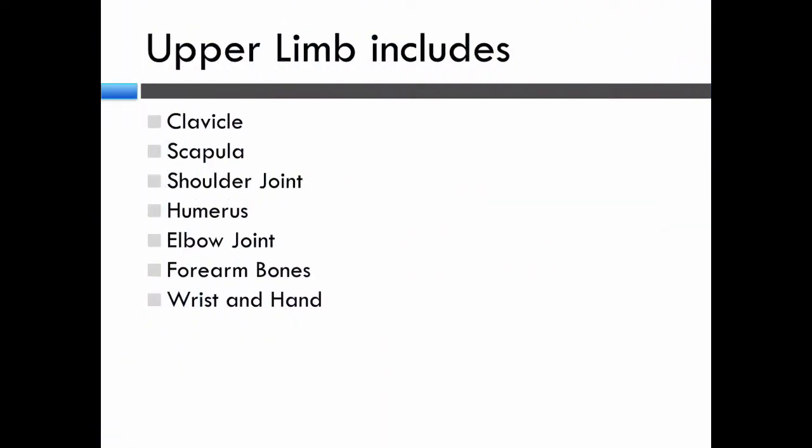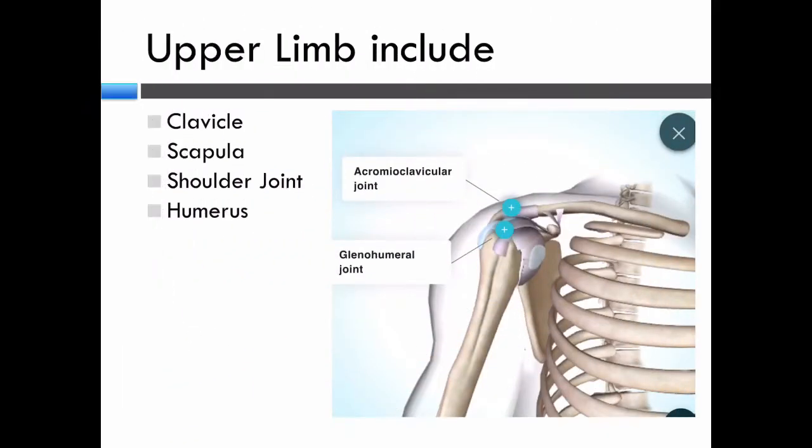To begin with, the upper limb includes the clavicle, scapula, shoulder joint, humerus, elbow joint, forearm bones, wrist and hand. Today in part 1 we'll discuss the clavicle, scapula, shoulder joint and humerus.